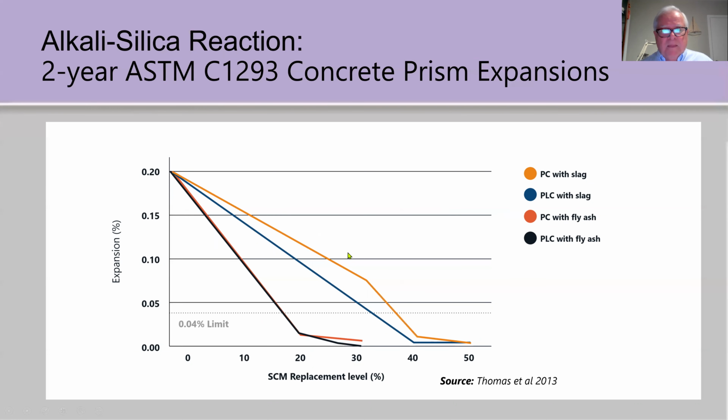ASR, the two curves at the bottom are Portland cement with fly ash, different replacement levels, versus Portland limestone cement and fly ash. And you see it didn't affect the amount of fly ash needed to mitigate the concrete prisms to less than 0.04% expansion at 2 years, which is our criteria. And with different amounts of slag, the differences were very small, about 5%. It turns out the limestone cement needed less slag to get down to that level of 0.04.